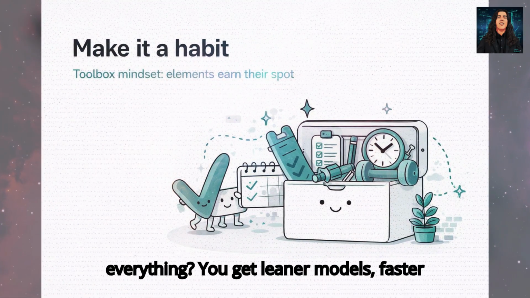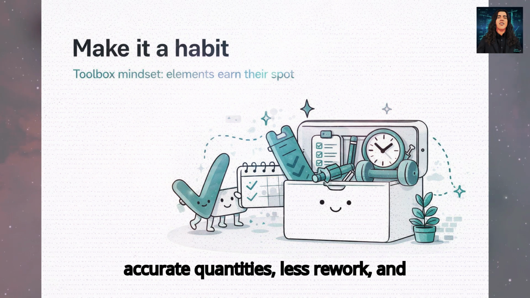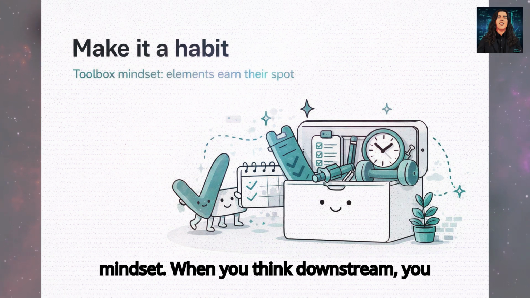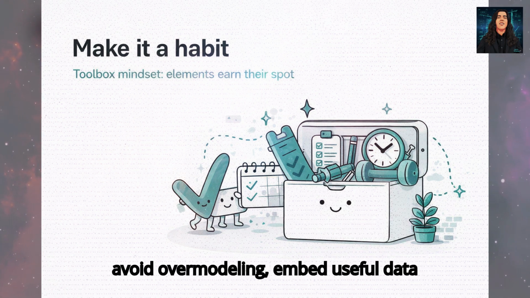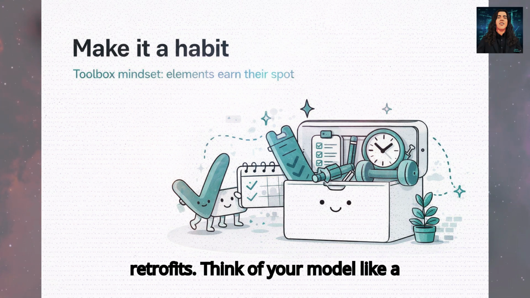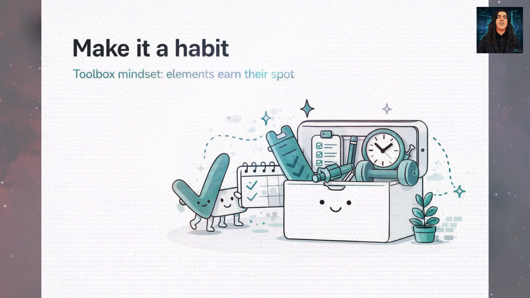Why does this change everything? You get leaner models, faster performance, cleaner coordination, more accurate quantities, less rework, and less stress. The real upgrade is your mindset. When you think downstream, you avoid over-modeling, embed useful data earlier, and reduce last-minute retrofits. Think of your model like a toolbox. Every element should earn its spot.